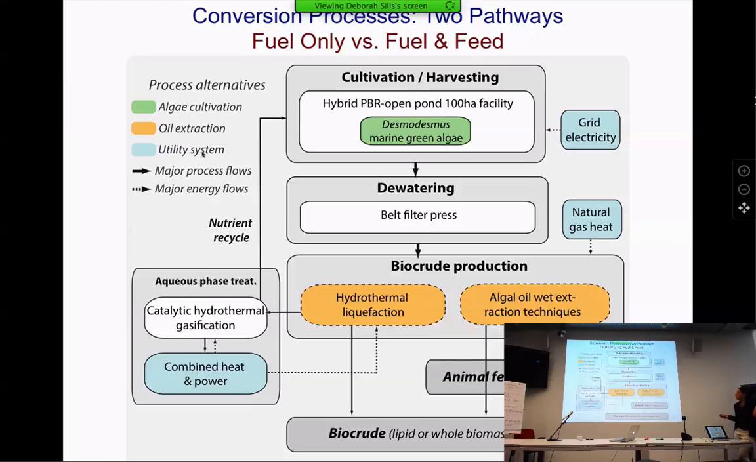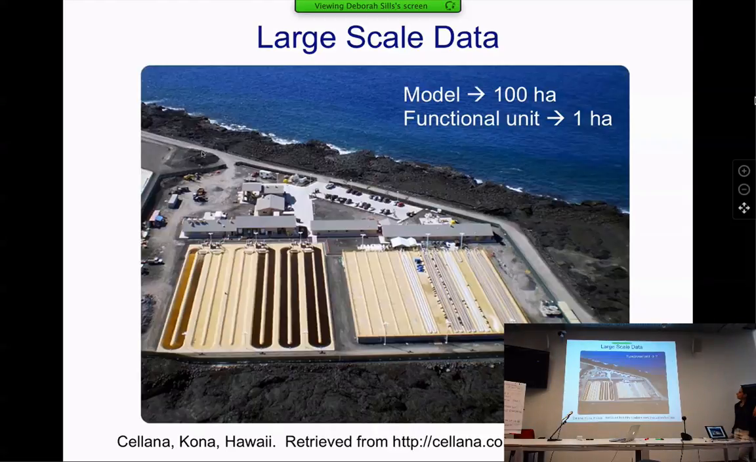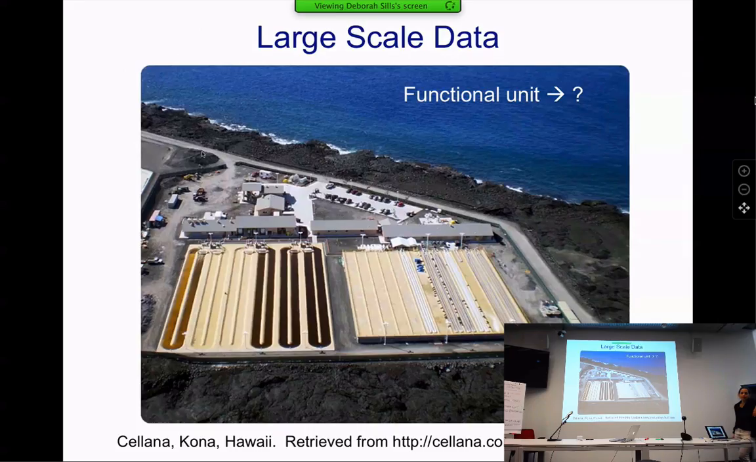All right, so we have biocrude, and in our second case, we have biocrude and animal feed. You guys know, but what functional unit? So we have 1 feedstock and multiple processes.